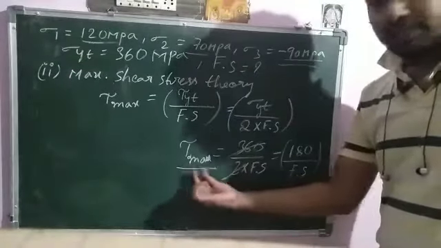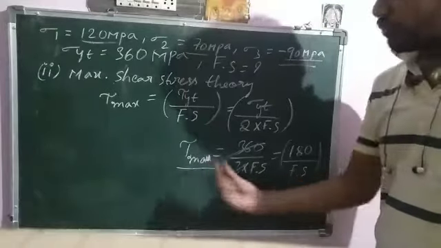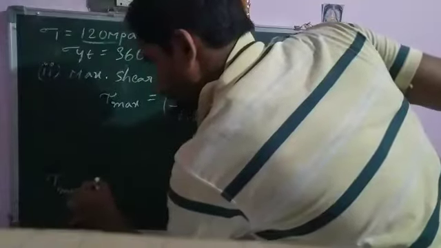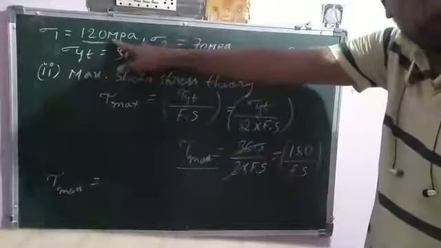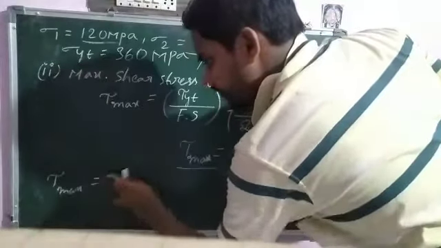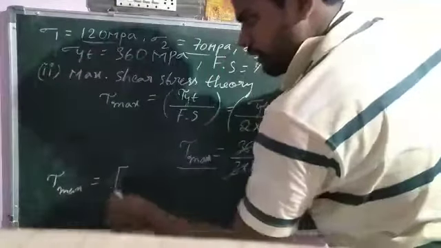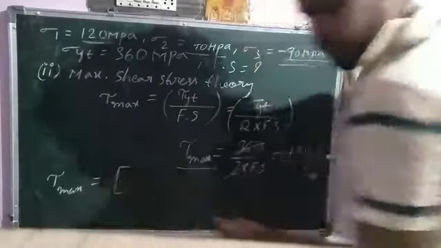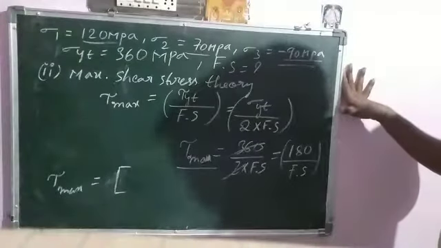If we know tau maximum, we can find out the factor of safety. So how do we find tau maximum? We know that if the principal stresses are available, then tau maximum is equal to the difference between them. We have a formula, so what is that formula?